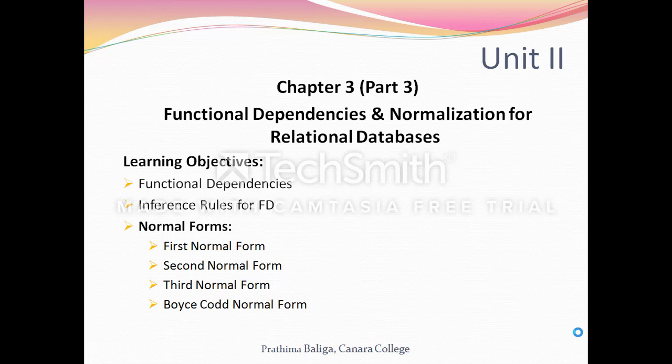Hello students, welcome back to the video session on the chapter Functional Dependencies and Normalization for Relational Databases. In this video, let's understand the concept of normalization in the database.